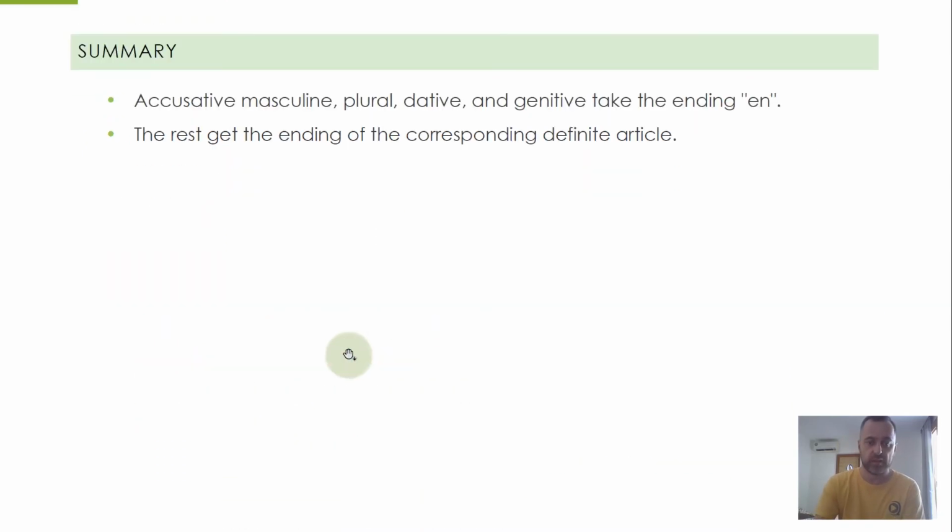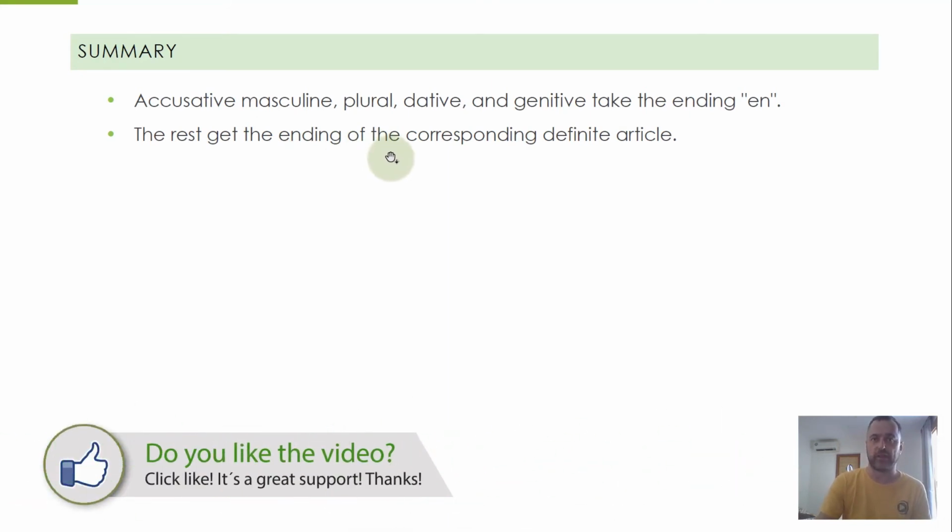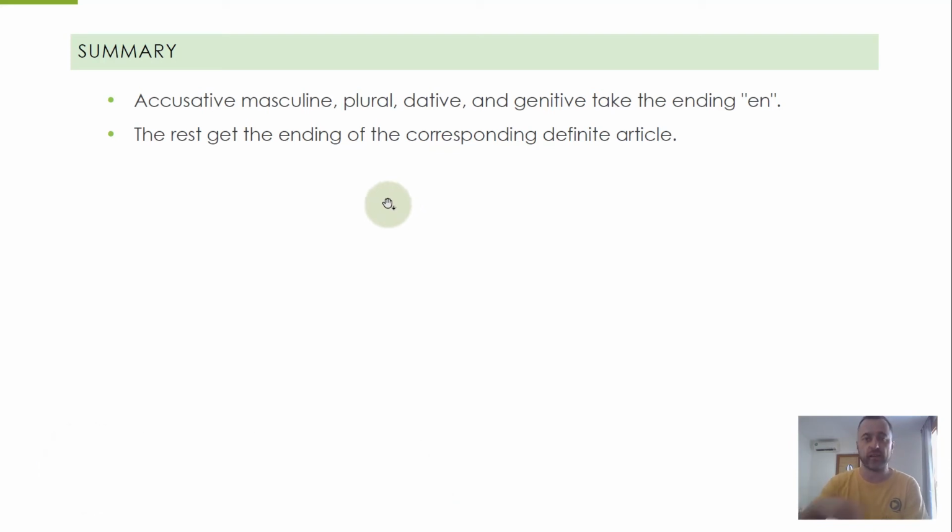As a short summary, what you have learned in this lesson: no matter what article is in front, accusative masculine, plural, and dative and genitive take always the ending en. And nominative singular, and accusative feminine and neuter get the ending of the definite article. If you have anything else other than the definite article in front of it, the definite article gets the e. For more detailed information about that, please check out my last video. You will find it in the info cards.